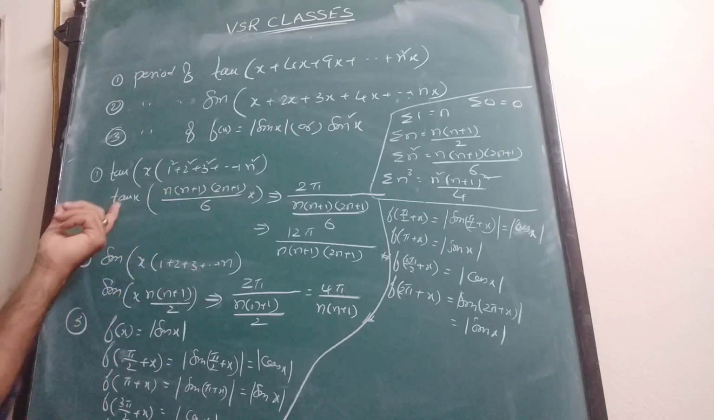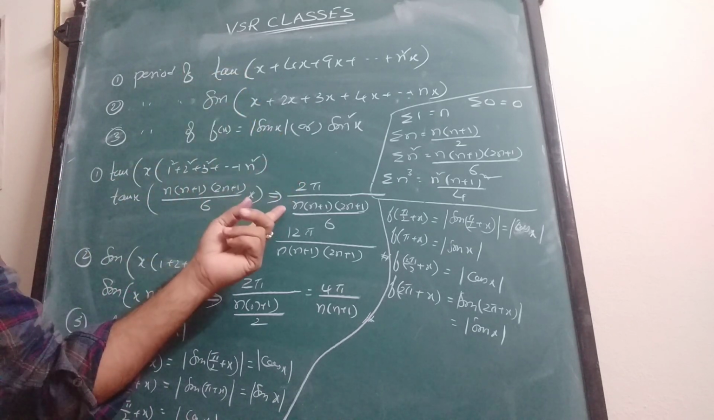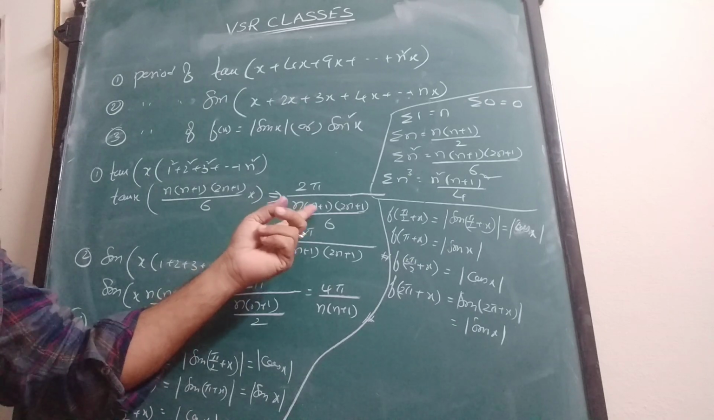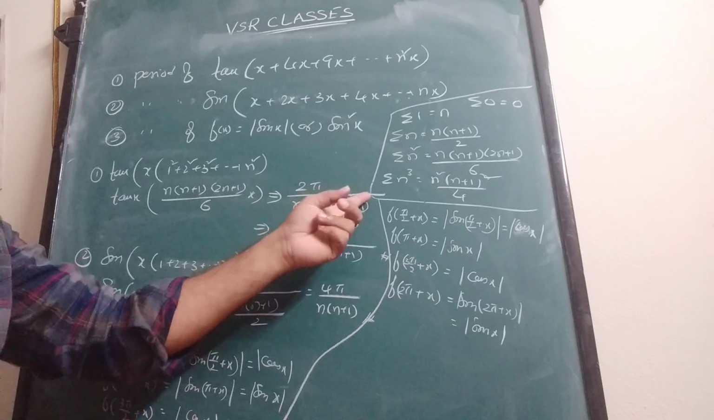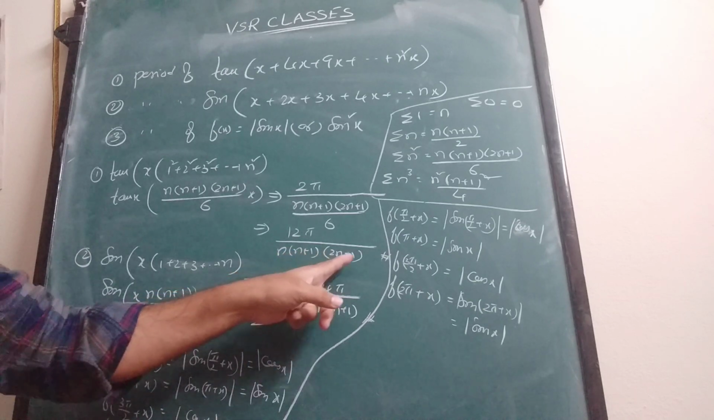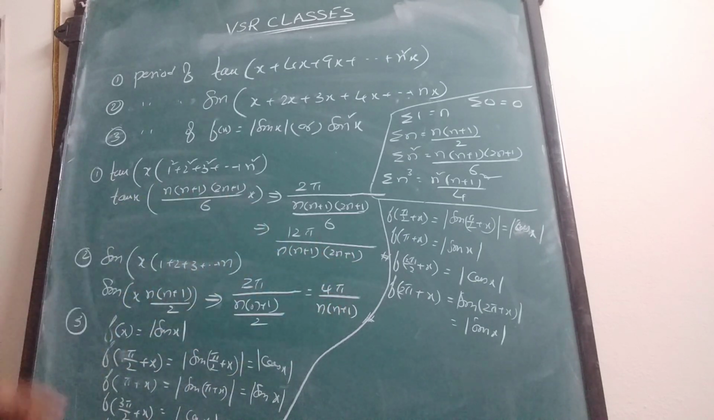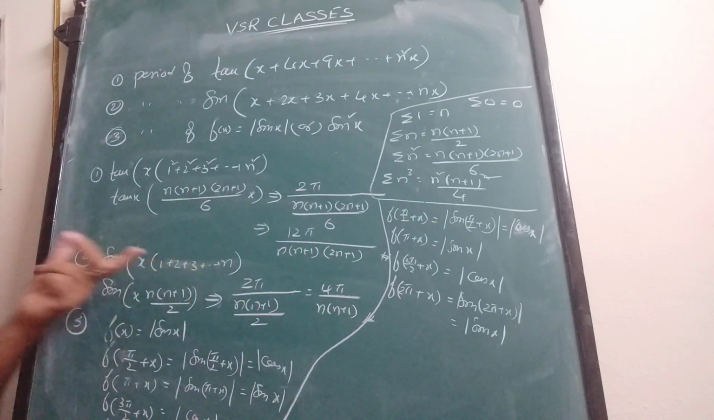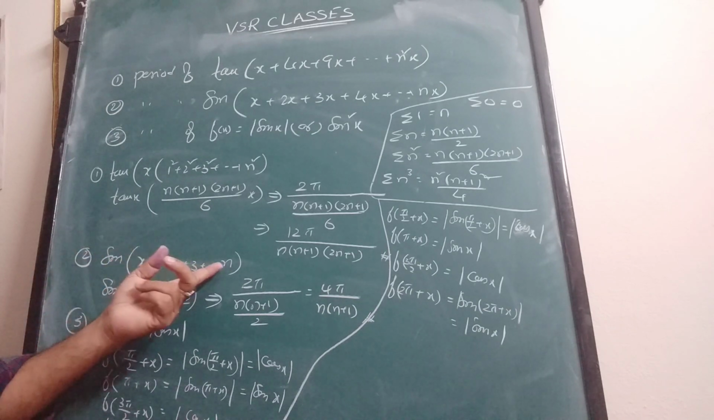And what is the original period of tan? Tan is 2 pi by this value, n into n plus 1 into 2n plus 1 by 6. This will be reversed. So 12 pi by n into n plus 1 into 2n plus 1. Like this you got. Now sine of x I took common, 1 plus 2 plus 3 plus so on n.